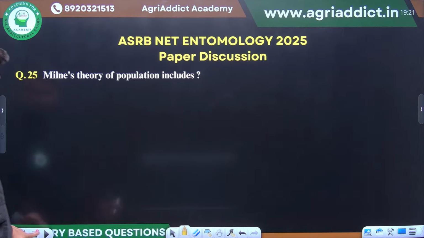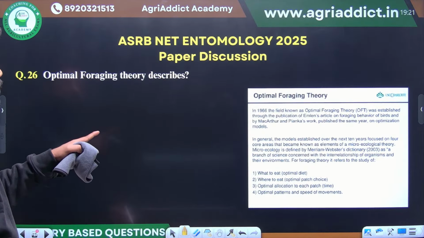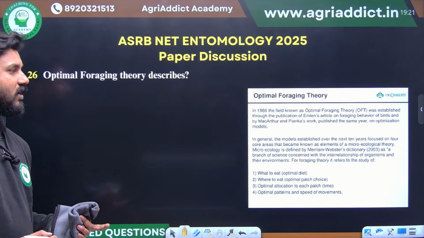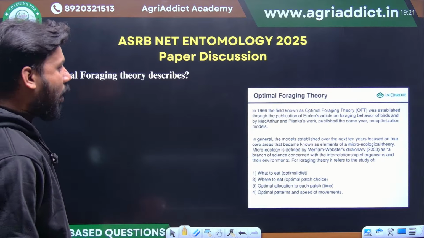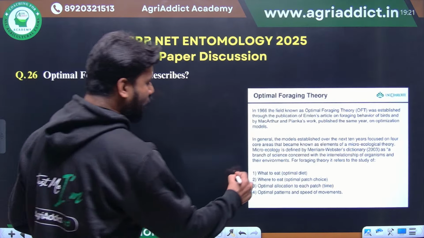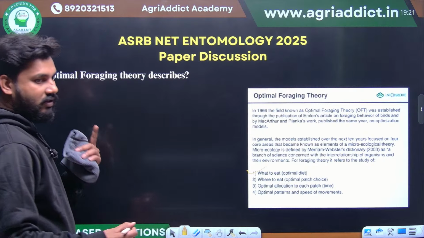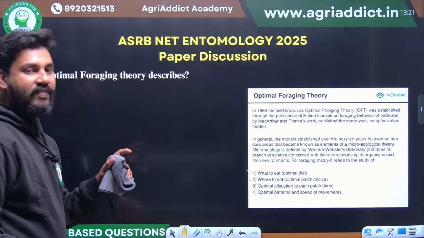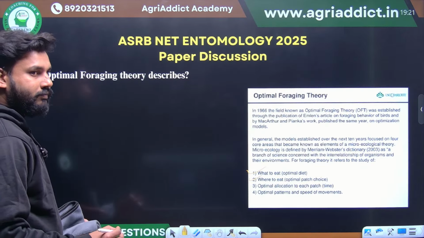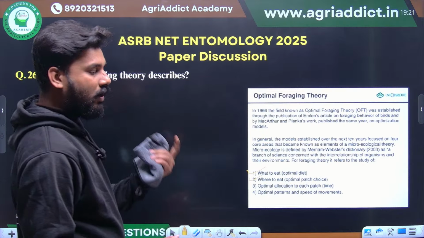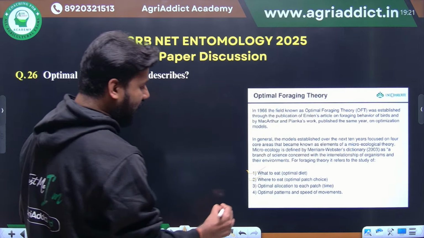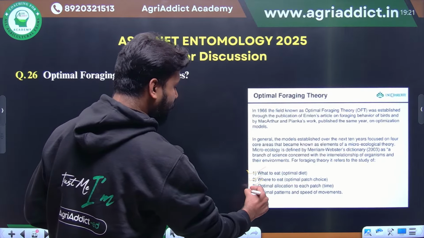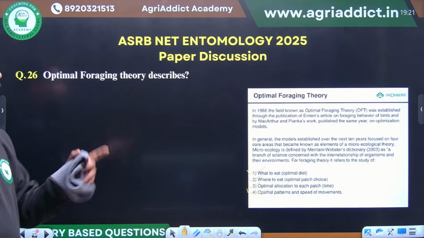Now coming to the next question. Optimal foraging theory describes... there were three options, like kind of forage, pattern of forage, frequency and travel time. In optimal foraging theory, we can know what to eat, which kind of diet the insect should eat, and where to eat. Which patch should be optimal, then optimal allocation to each patch, and optimal patterns and speed of movement. So the option will be all.